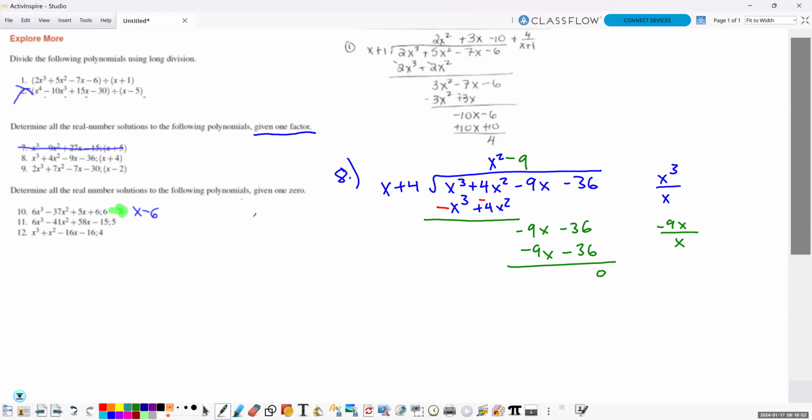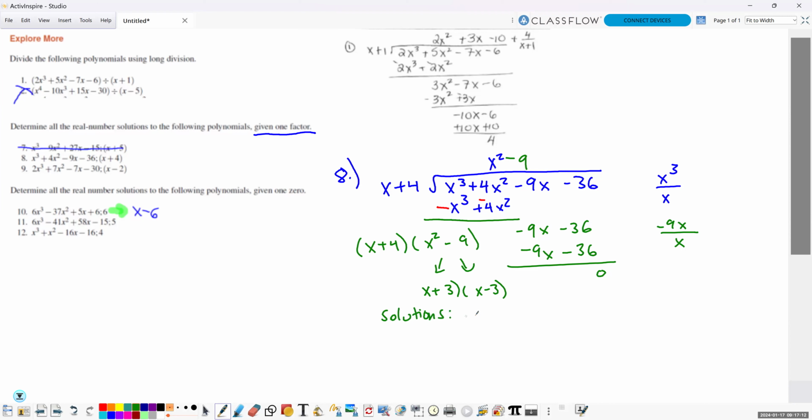So that tells me that number 8 can factor to x plus 4, x squared minus 9, and x squared minus 9 can then factor to x plus 3, x minus 3, which makes the solutions negative 4, negative 3, and positive 3.